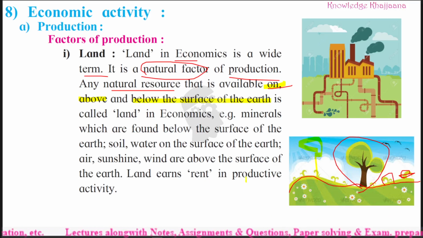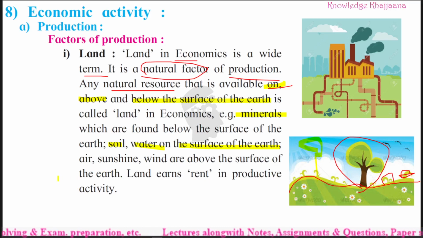For example, minerals. Where are the minerals? Minerals which are found below the surface. For example, oil, petrol, crude oil, all these things are found below the surface. Diamonds, pearls, all those are found below the surface, below the water. So all of these are found below the surface of the earth, maybe in the soil, water, on the surface of the earth. Air, sunshine, wind are above the surface of the earth.